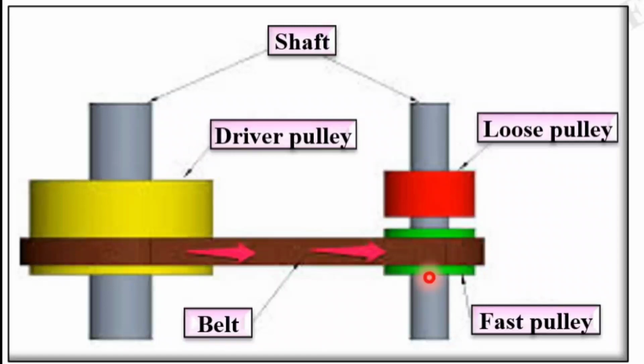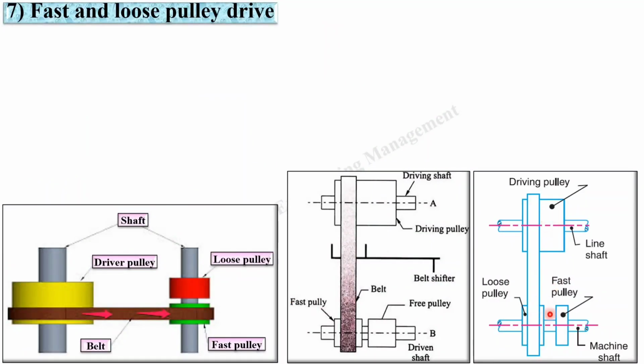Fast pulley is mounted on the shaft with a key, whereas loose pulley is mounted on the shaft with the help of a bearing. That's why it is called the loose pulley. This is a very simple figure which you can draw in the examination for the fast and loose pulley drive.